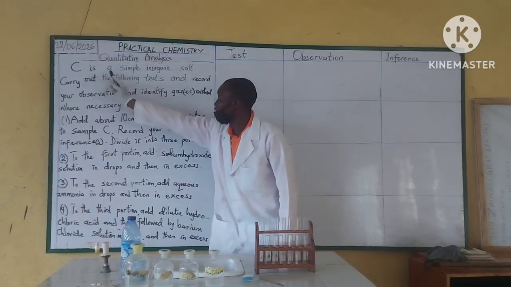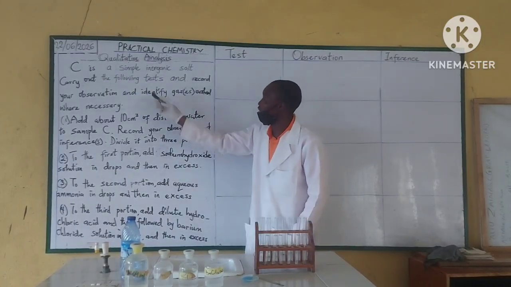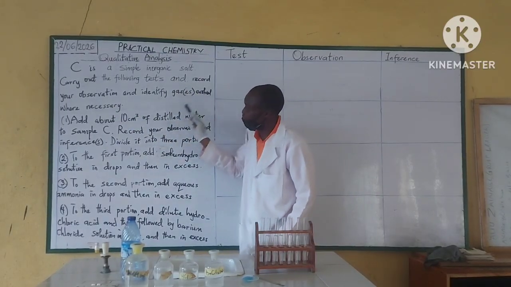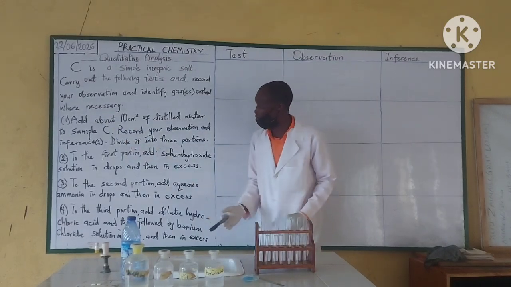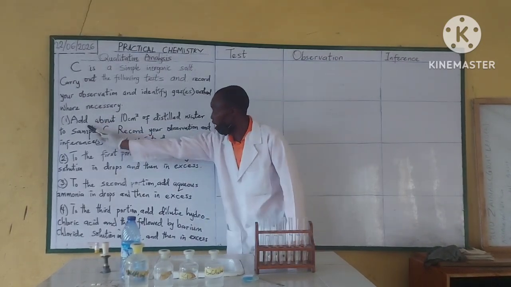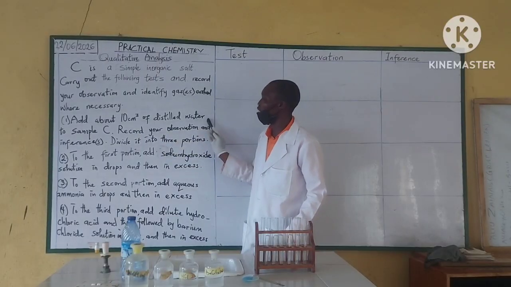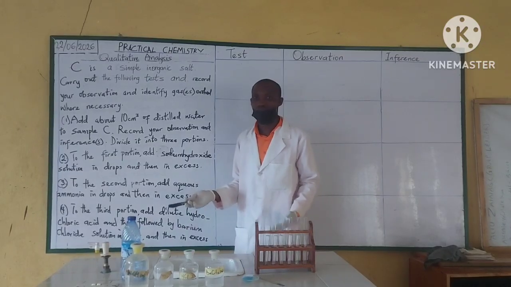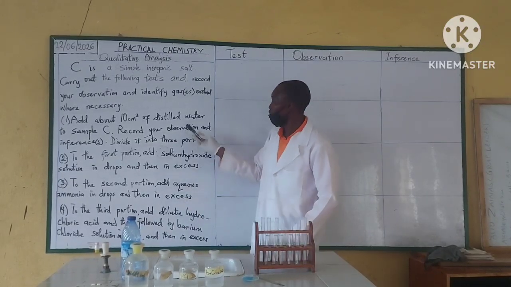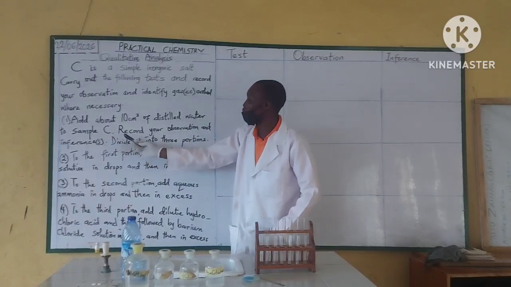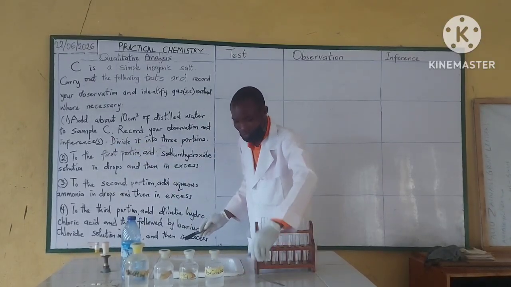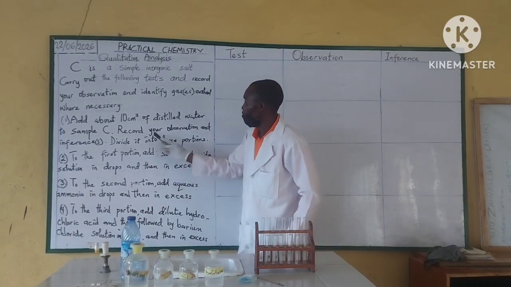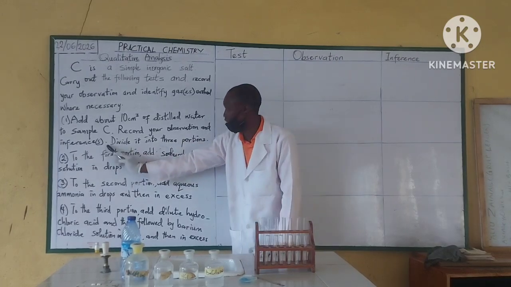Okay, we have C, a simple inorganic salt. Carry out the following tests and record your observation and identify gases involved where necessary. What are we to do? First, add about 10 cm cube of distilled water. In case you don't have distilled water, you can make use of either your tap water or any other source of water, to sample C. This is what is going to be given to you as your sample C, or properly labeled for you. It says record your observation and inferences.